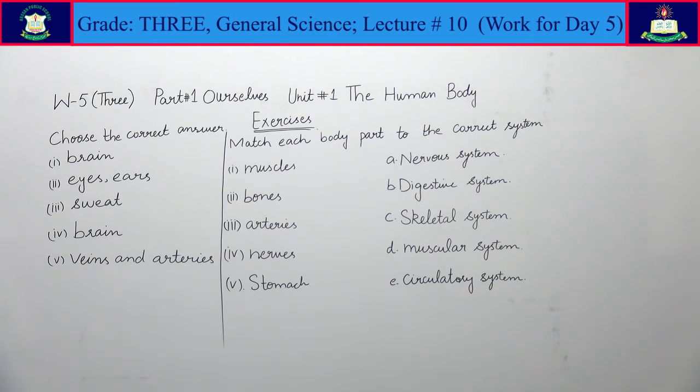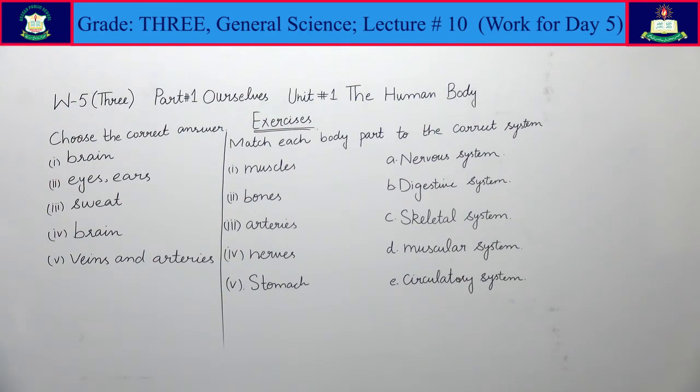MCQ number 4. Which organ tells us what we are seeing? Students, when we were discussing the sense organs, in eyes we discussed that when the eyes see something, they send a message to the brain. So, the brain tells us what we are seeing. So, the correct option is brain. Option C is the correct option, that is brain.